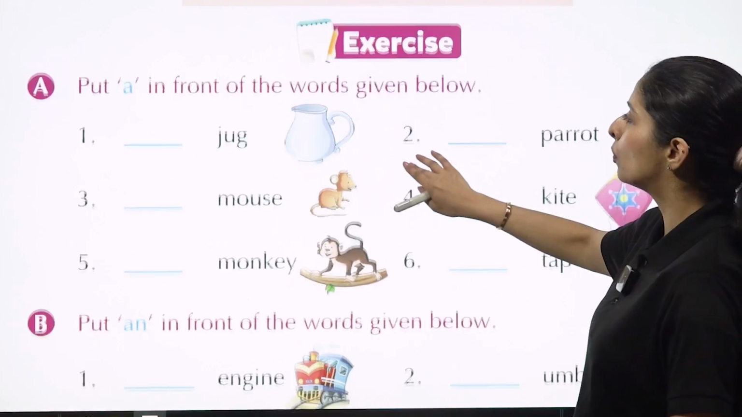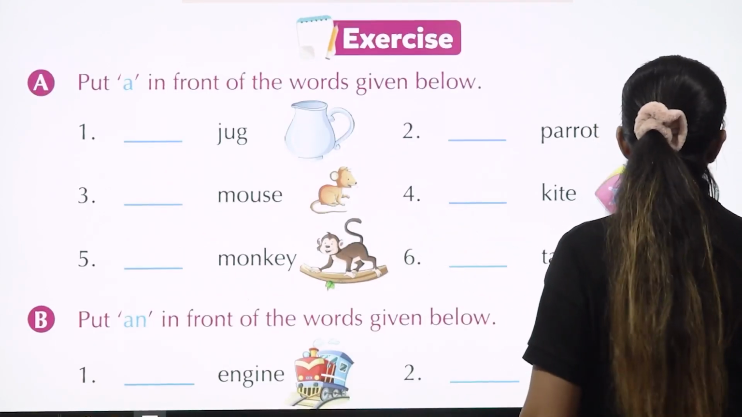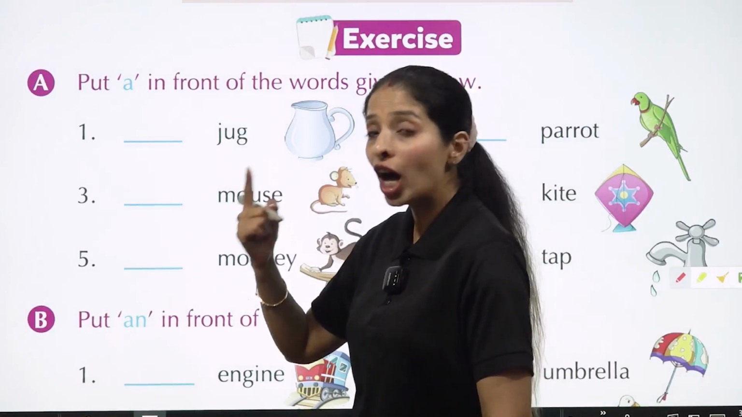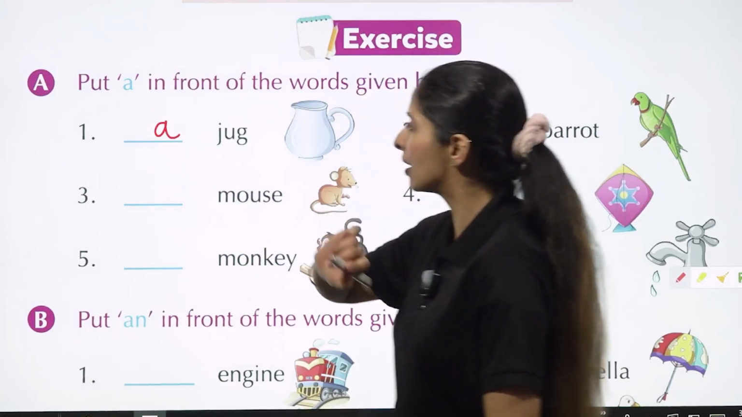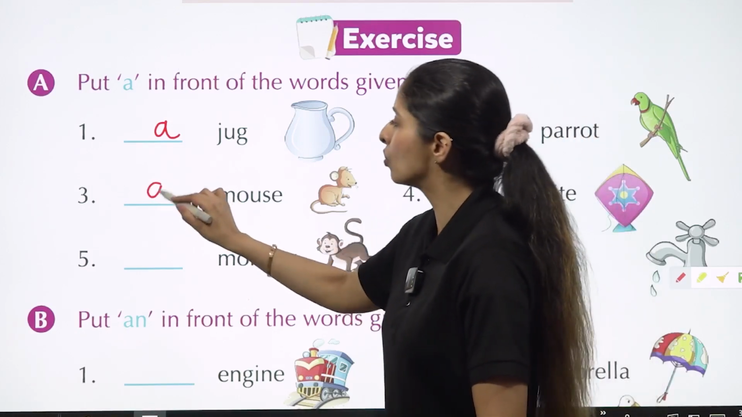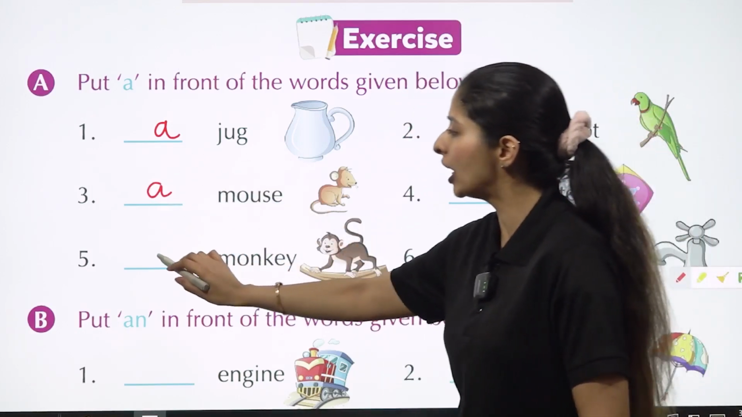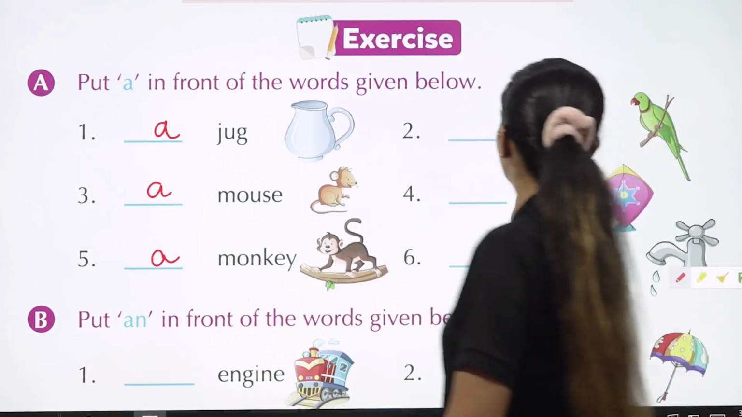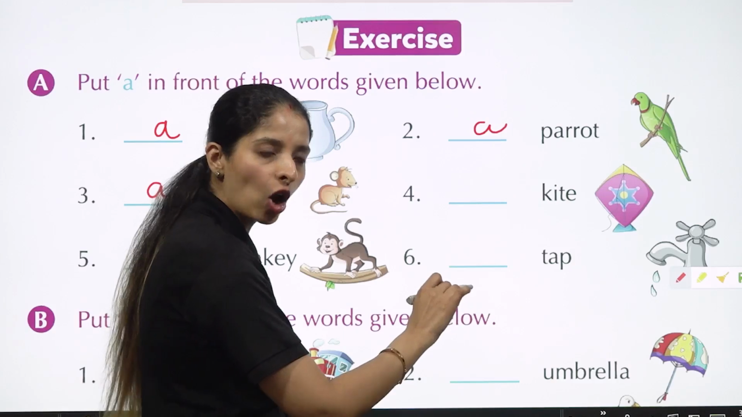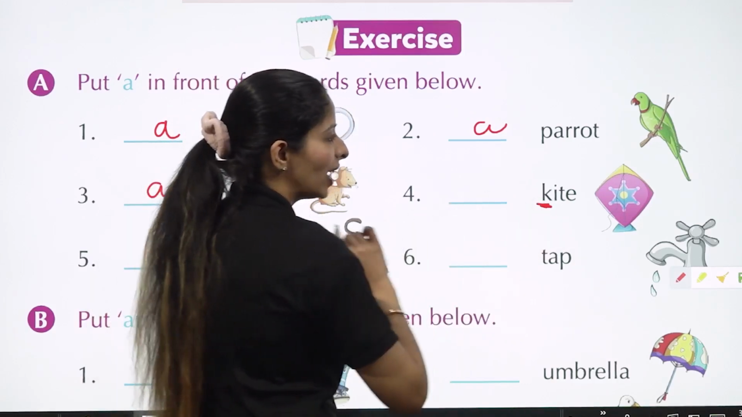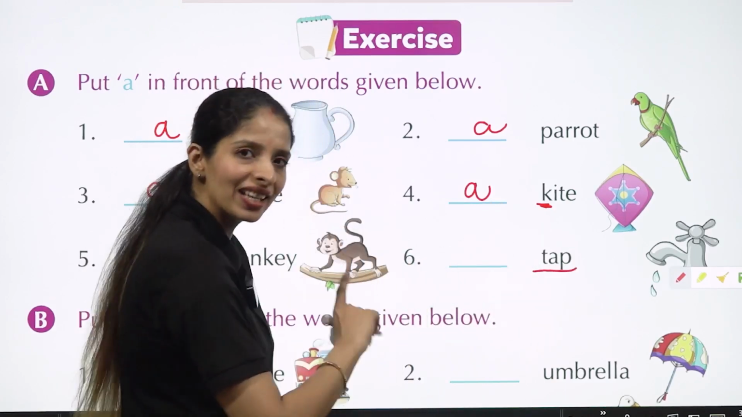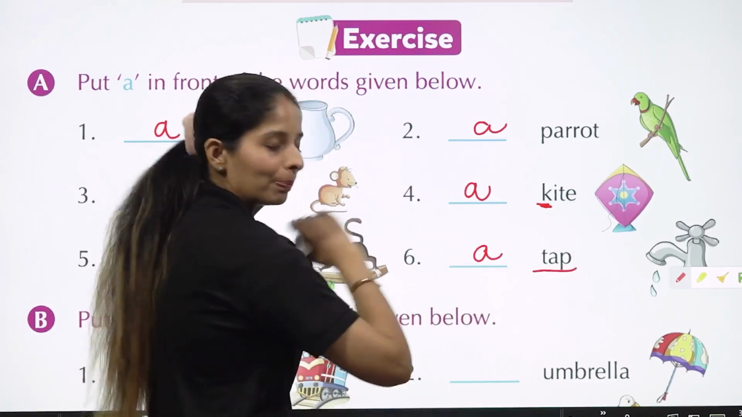Now, here you have to put A in front of the words given below. J is a consonant, so a jug. Mouse, M is a consonant, a mouse. M is a consonant, a monkey. P is a consonant, a parrot. K is a consonant, a kite. T is a consonant, a tap.